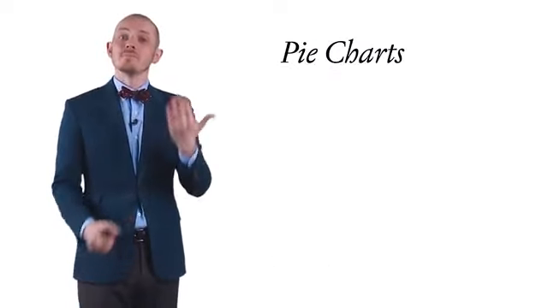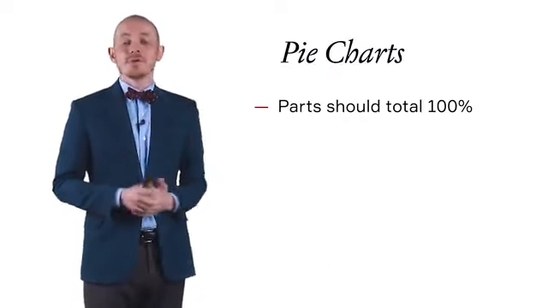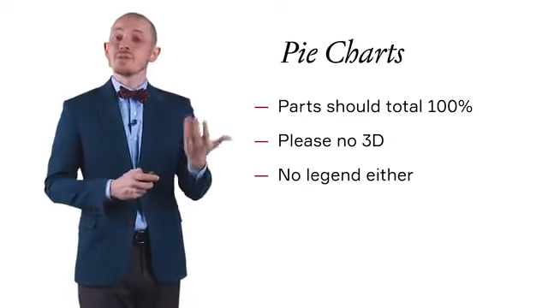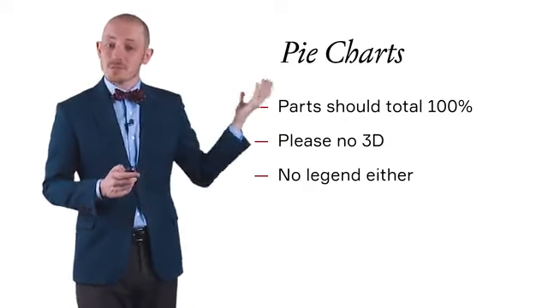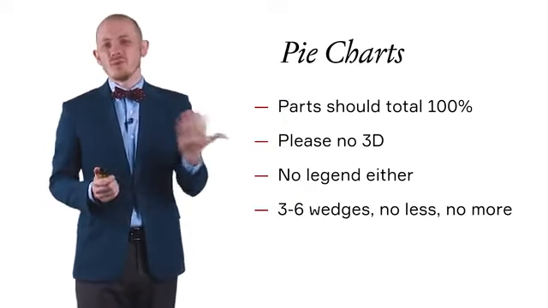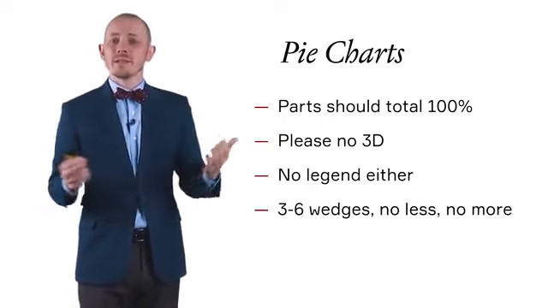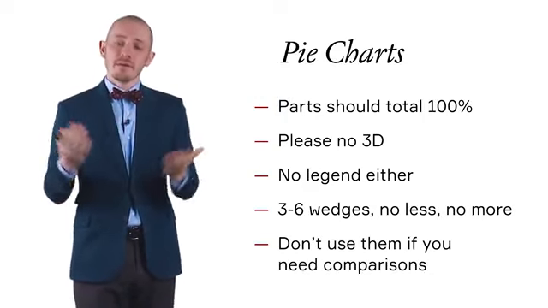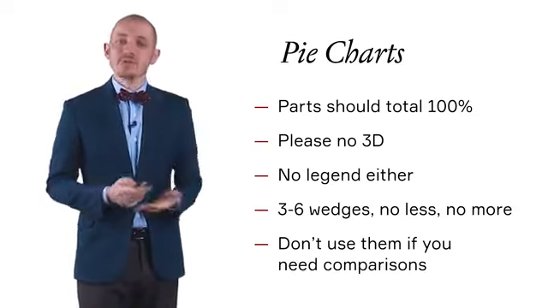So, to conclude, parts should total 100%. Please no 3D. Please no legend either. I think legend is criminal as far as pie charts are concerned. 3 to 6 wedges, no more but probably no less. And please do not use them if you want to compare things. Pie charts are not made for that.